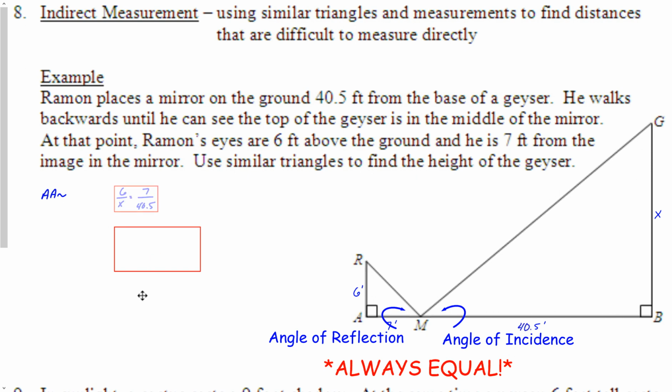So if we set up a proportion, we would be able to take 6 over x, so I'm going small triangle to big triangle, equals 7 over 40.5. Now in this case, you would give me a decimal answer because it's asking for a specific height of a geyser. You wouldn't generally give an answer of 243 over 7 feet for that. You'd round it off. And notice again the label. You need to make sure you have a label for your answer.